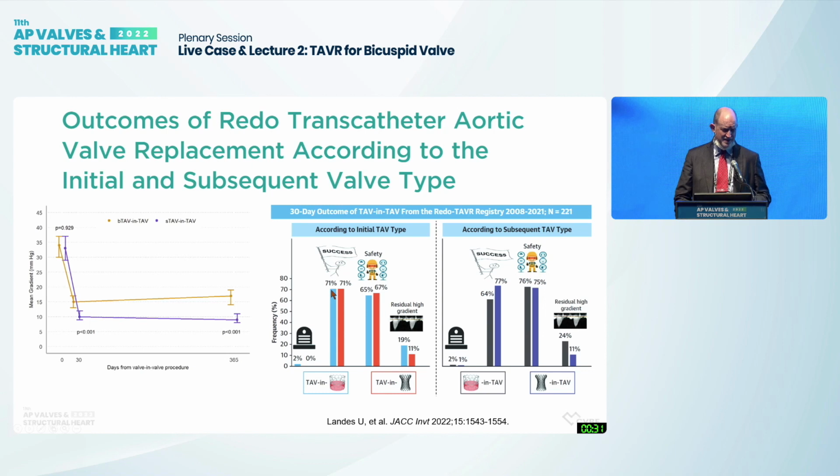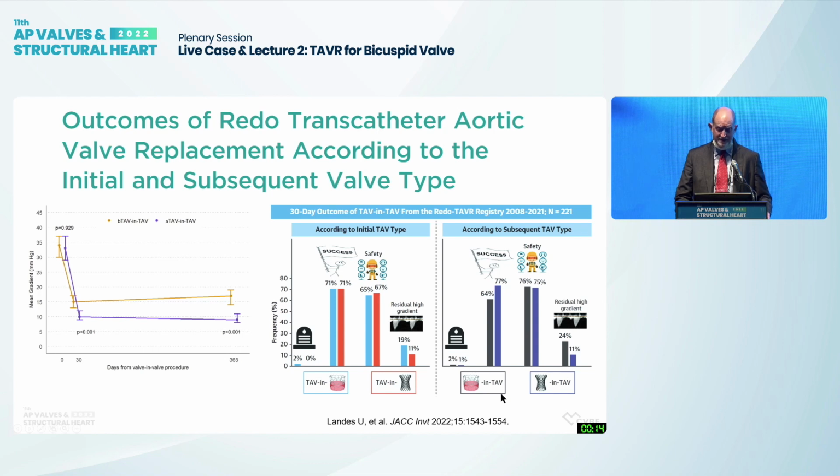It says 70% success, but success means perfect. Really the mortality rates were really low. So in selective anatomies, TAV in TAV can be done safely and effectively. Slight signal of higher gradient with the balloon expandable, but not significant.